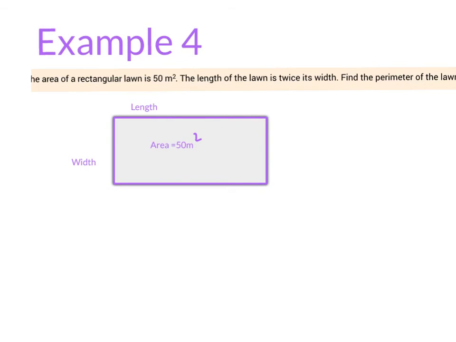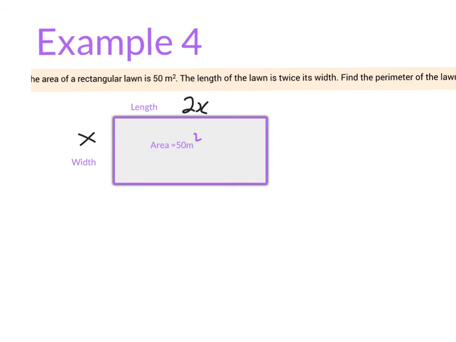Okay, so I've just drawn a quick rectangle here. I've written area is 50 metres squared in the centre here. Now, it says the length of the lawn is twice its width. We've no idea what the length is, but it's twice whatever the width is. So I'm going to call the width x. Then if that's the case, the length is twice the width, so the length is going to be 2x.